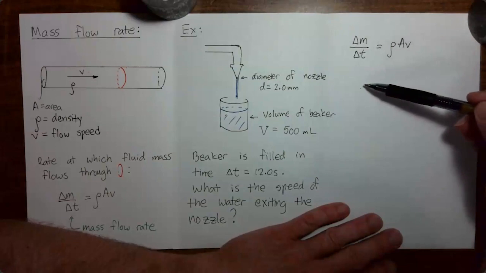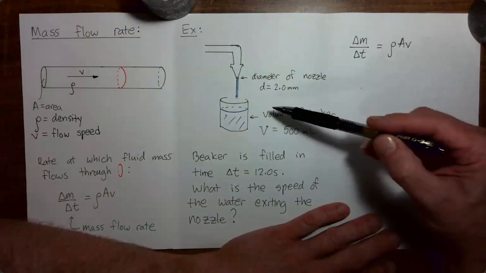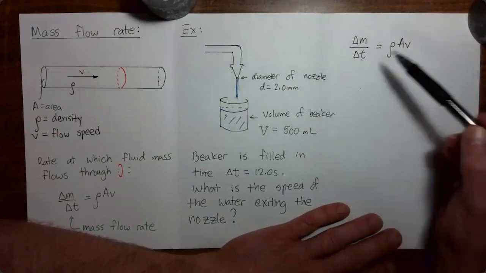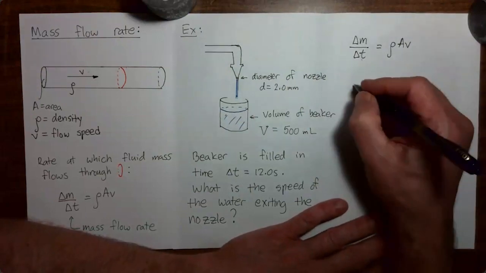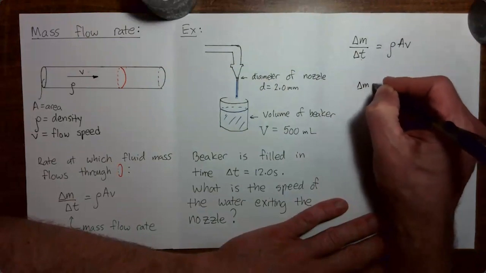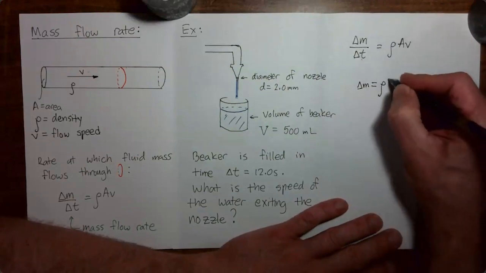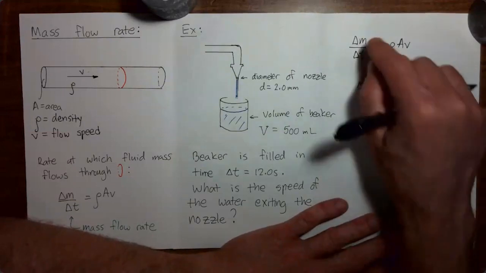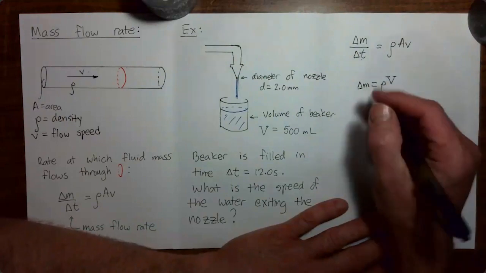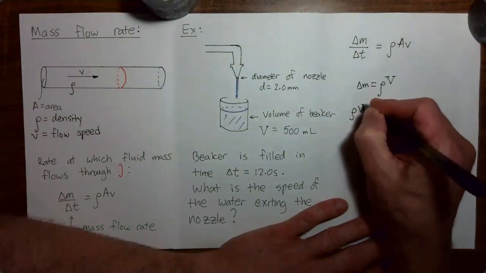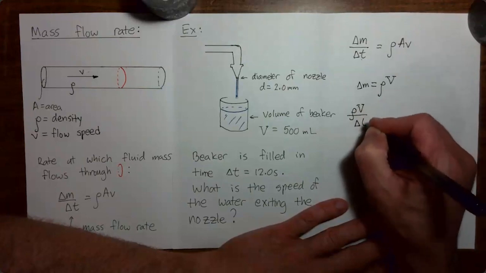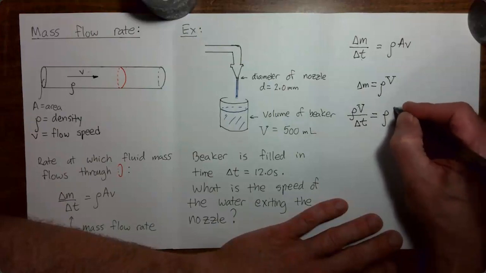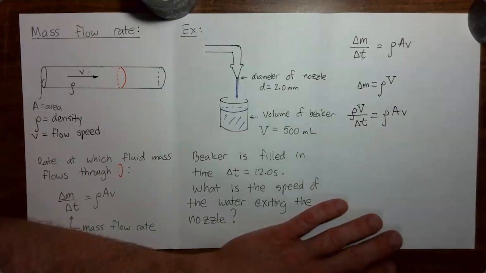To start off with, we can ask, what is the fluid mass which fills the beaker in that time interval of 12 seconds? We know that the mass of a fluid is equal to the density multiplied by the volume occupied by the fluid. So let's just take this and substitute into the mass flow rate equation. We then have density times volume divided by the time it takes to fill the beaker equals the density of the fluid times area times flow speed.